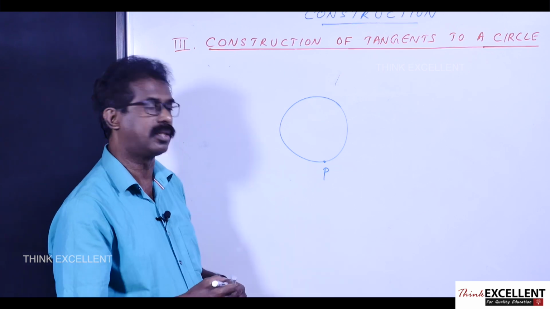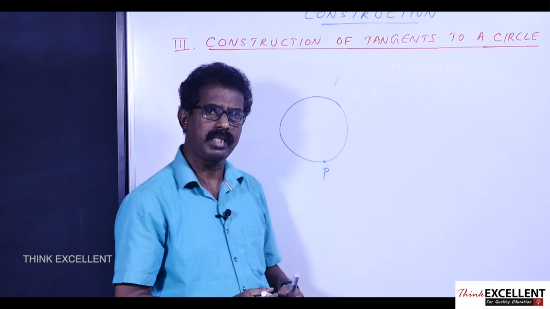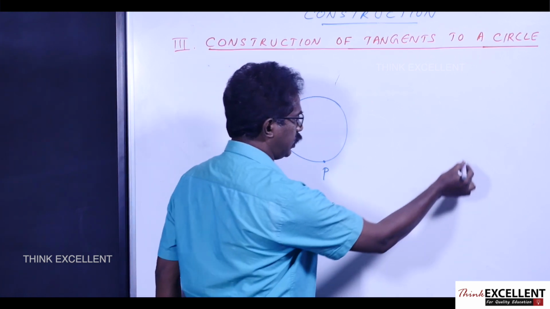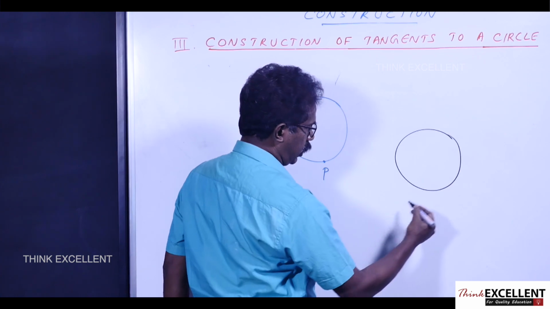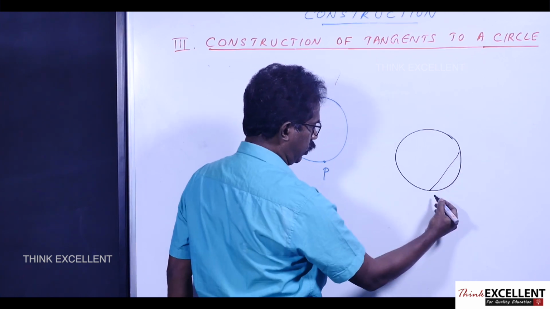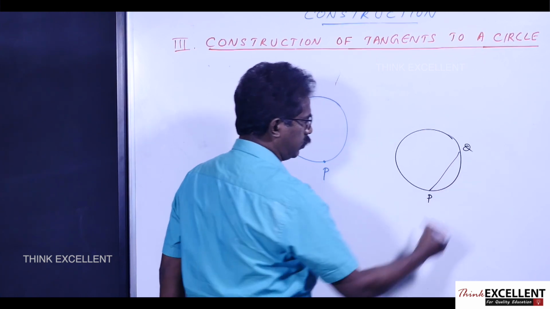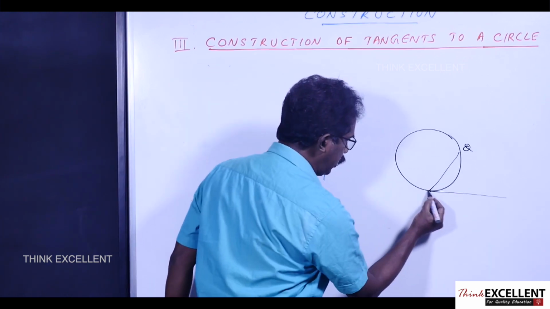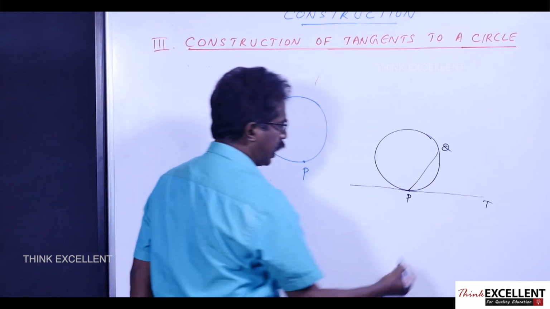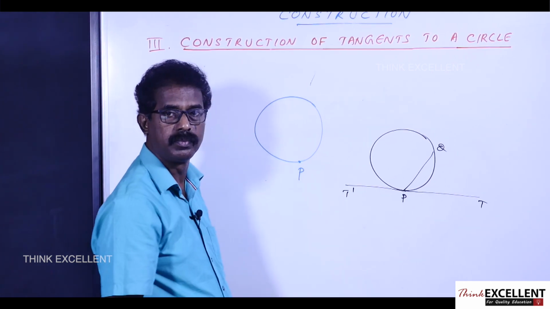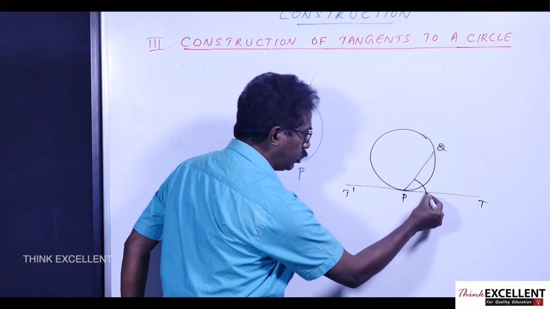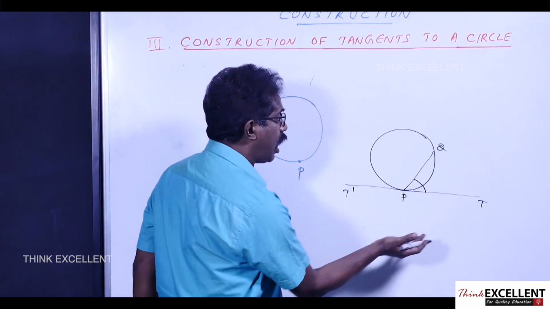Using the tangent chord theorem. So we'll see what that is: the alternate segment theorem or tangent chord theorem. Listen. Say this is a chord, PQ is a chord, and at P I am drawing a tangent line. So PT is a tangent, and this is T dash. What the theorem says is this angle is equal to the angle in the alternate segment.